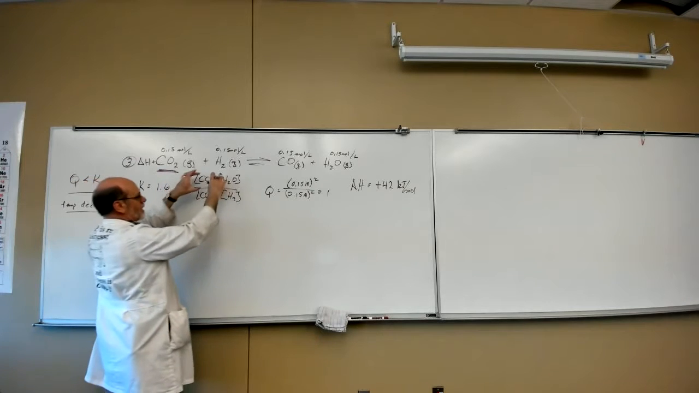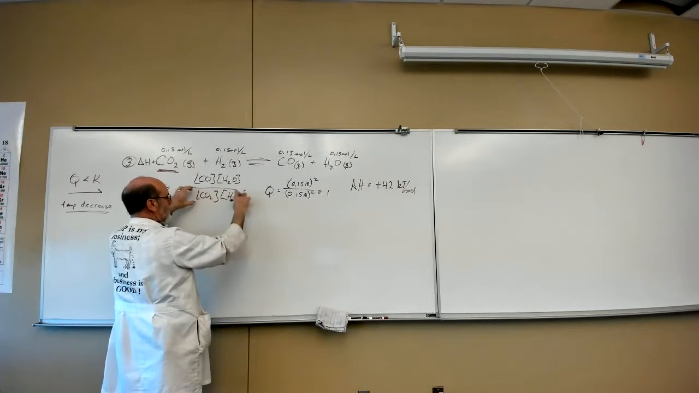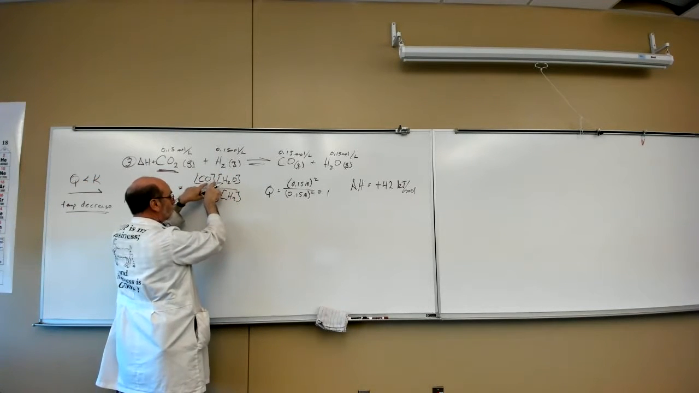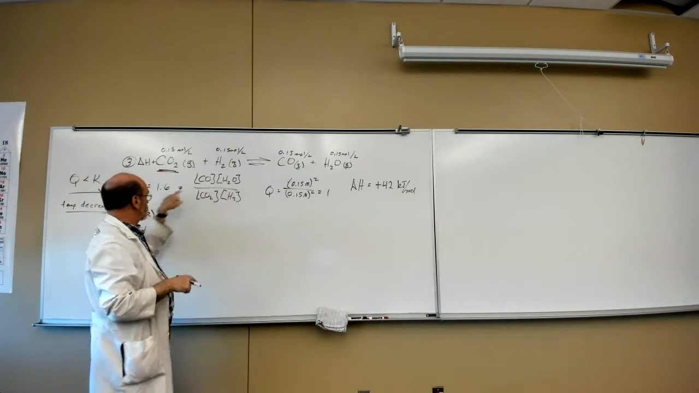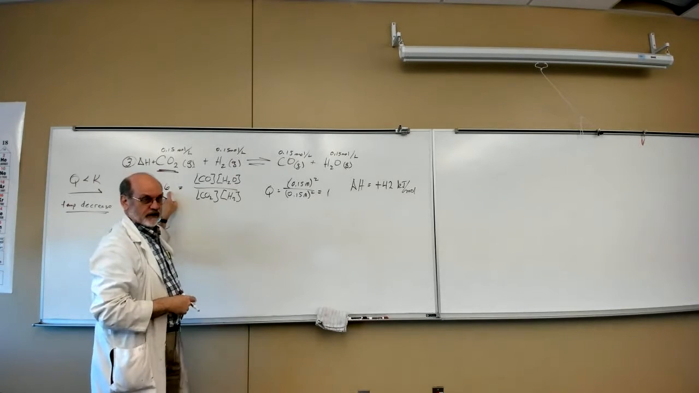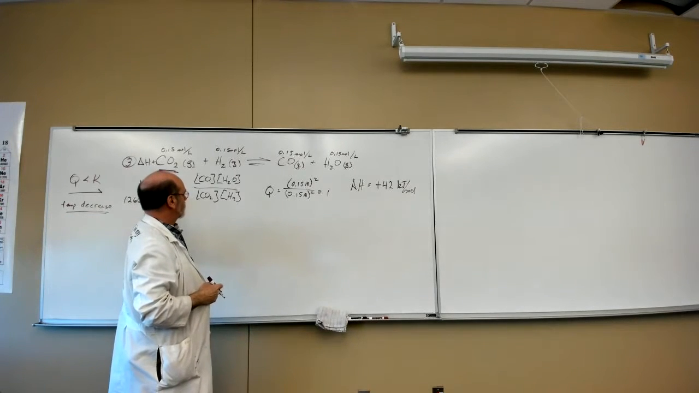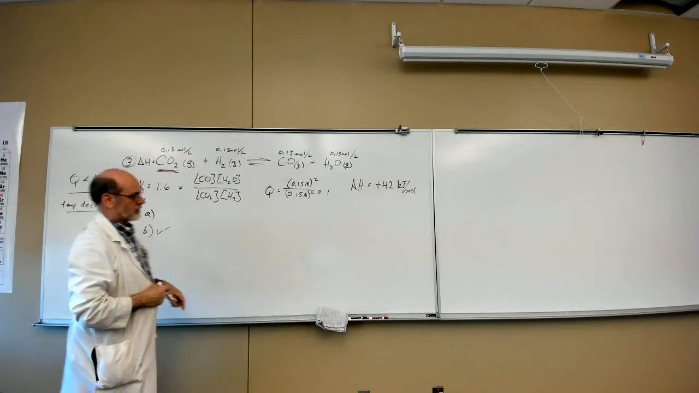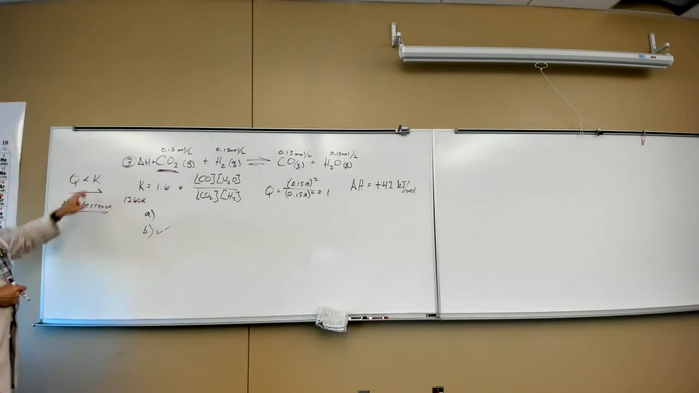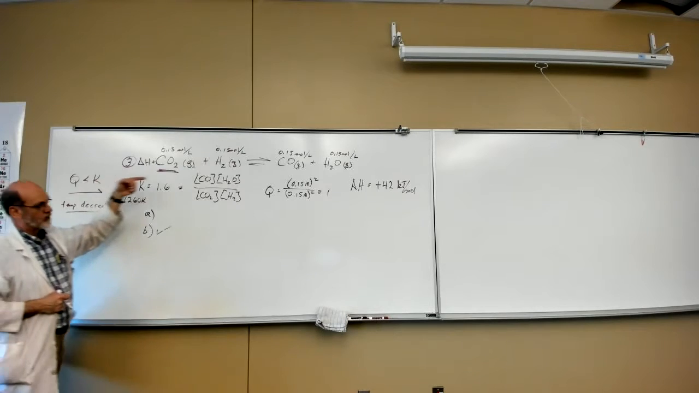Well, if this is smaller than it should be and this is larger than it should be, it's going to shift toward these right here to reestablish the 1.6. So if it shifts toward these, that means products. So if Q is less than K, we're going to shift toward products.